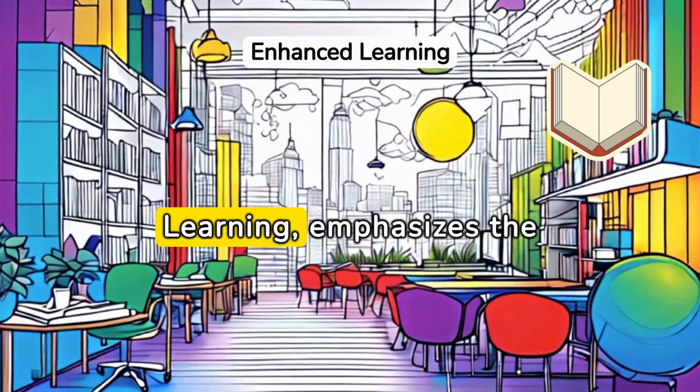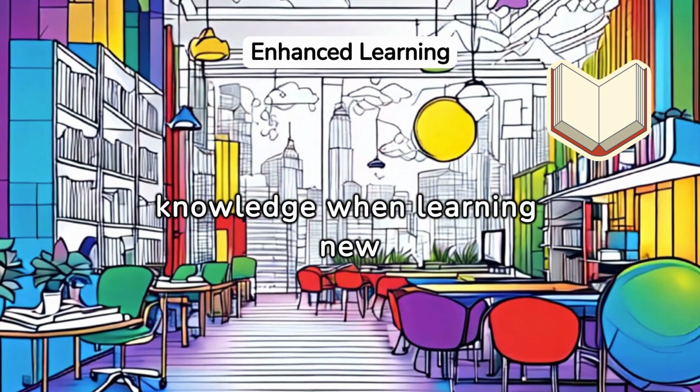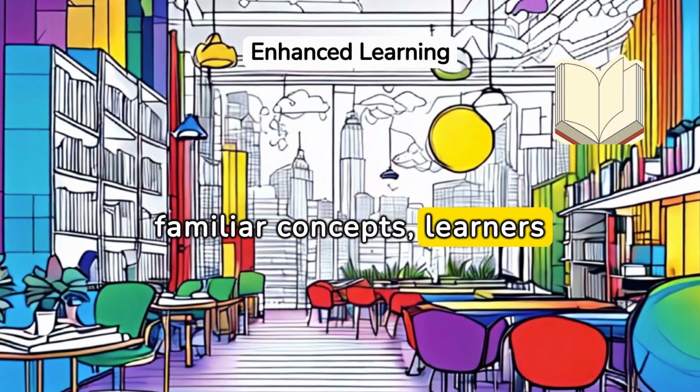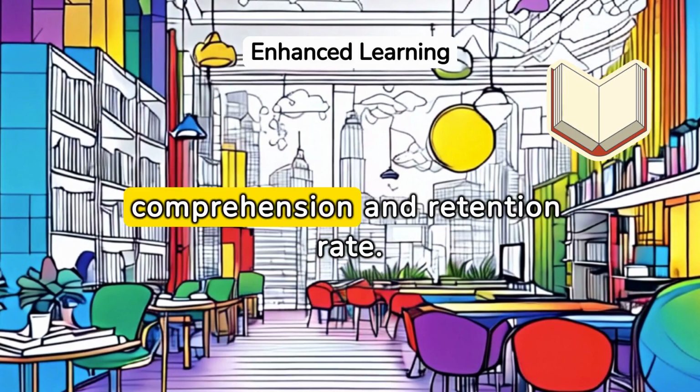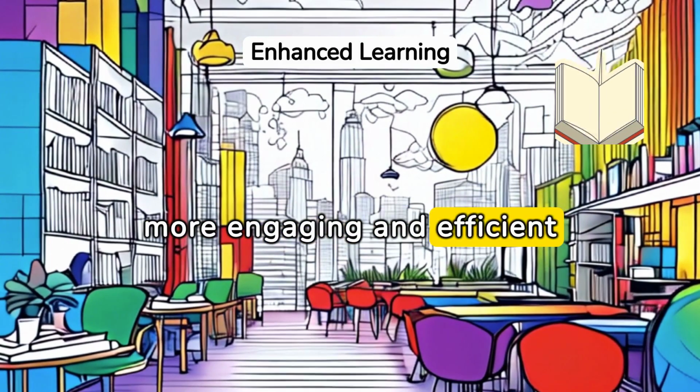The last piece, combining known and new concepts. A strategy for effective learning emphasizes the value of building upon existing knowledge when learning new concepts. By associating new information with familiar concepts, learners can achieve an improved comprehension and retention rate. This method creates a more engaging and efficient learning experience.